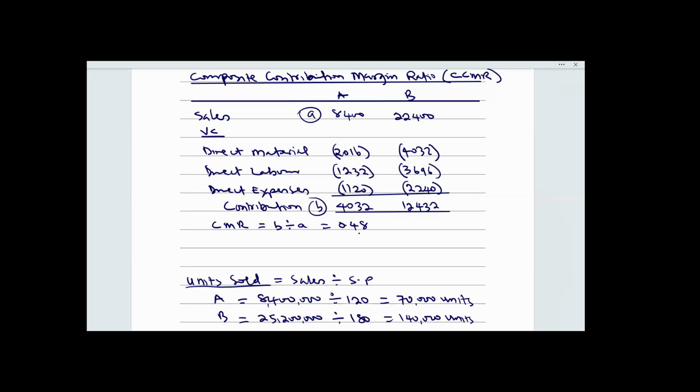Then for B, it is 0.555. So that's the contribution margin ratio. Then you calculate the composite contribution margin ratio.